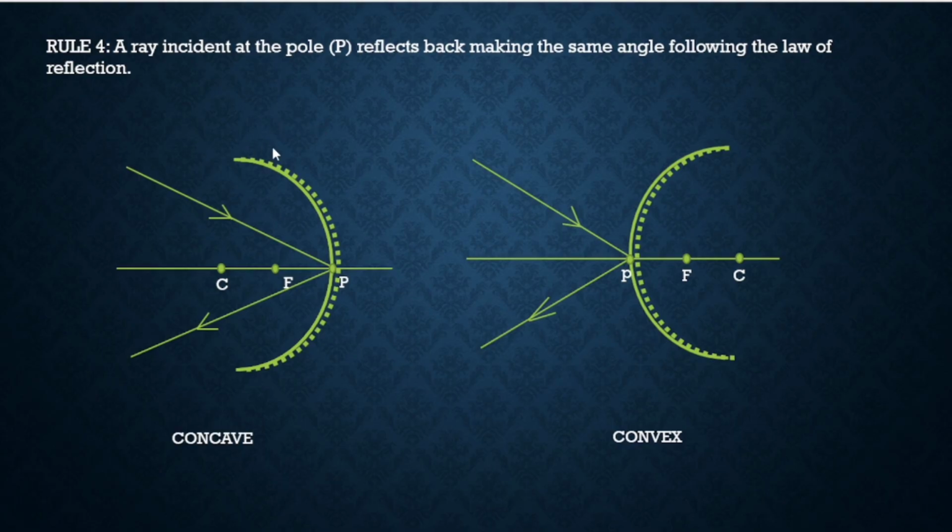Okay, you can see here this is a concave mirror. The ray of light which is incident on the pole, this ray of light will reflect back, and they will make the same angle, and both the angles will become equal. Then in the case of convex mirror, you can see the ray of light which is incident on the pole will reflect back and will make the same एंगल. अगर लाइट रे पोल पे इंसिडेंट हो रही है तो सेम एंगल बना के रिफ्लेक्ट बैक करती है.